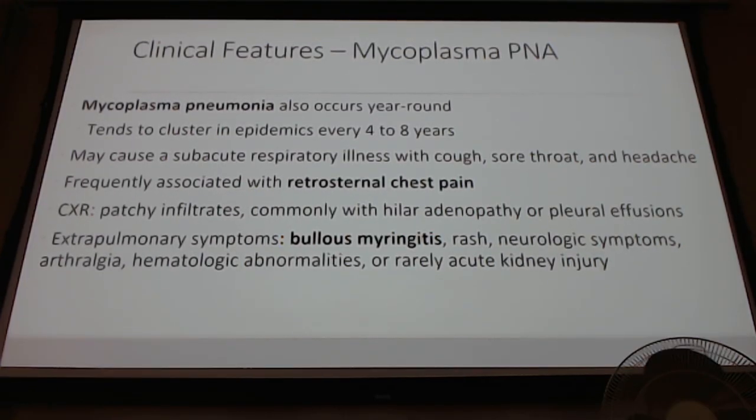Then we have our mycoplasma. This one tends to be in clusters every 4 to 8 years. Very mild illness. They may have some retrosternal chest pain. The important thing to remember on this one are the extrapulmonary symptoms. This is a classic board question with that bullous myringitis. So you'll see a bulla on the tympanic membrane. Since we're not covering HEENT, there's a random picture of a tympanic membrane. I don't know what else it could be.